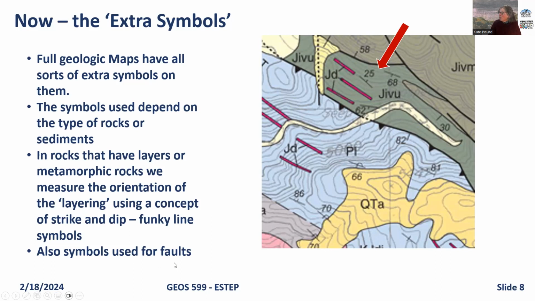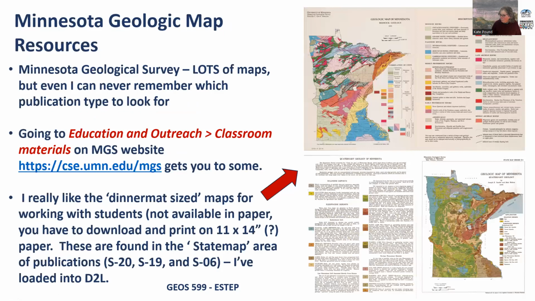Other symbols are ones that get used for faults. Those are breaks in the crust where one package of rocks has moved against the other. And one of these symbols is this heavy line here with these triangles, think of them as dragon's teeth maybe, on it. And that gives us information about the orientation of the fault. So those are just a few of the symbols.